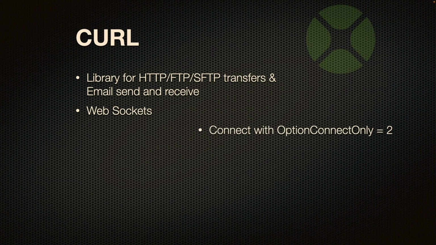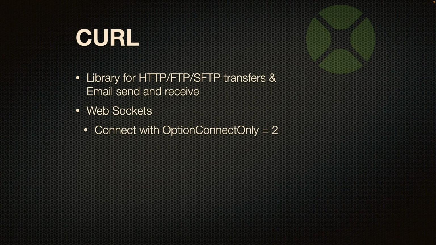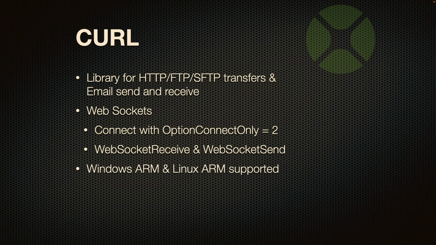The trick here is to connect with the option connect only to. So we have the possibility with curl to just make a regular transfer, like a download with FTP, but we can also say connect only. So curl would only do the connection part, and then we would be on our own to send and receive data. And the option connect only to is to set up a WebSocket. And then you use the WebSocket receive and send methods, and this is supported on all the platforms, including Windows ARM and Linux ARM.